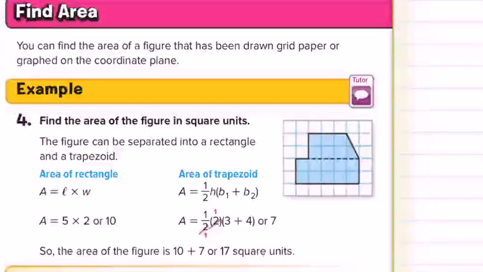So looking at this rectangle, you can see that the length of the rectangle is 5 units, and the width of the rectangle is 2 units. So you can do area equals length times width, area equals 5 times 2, or 10 square units.